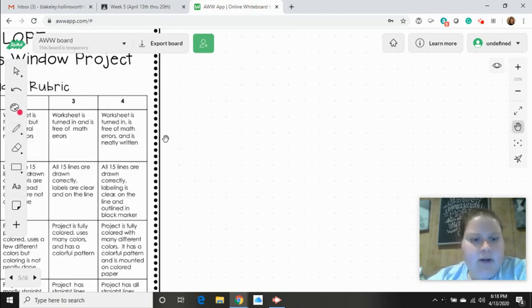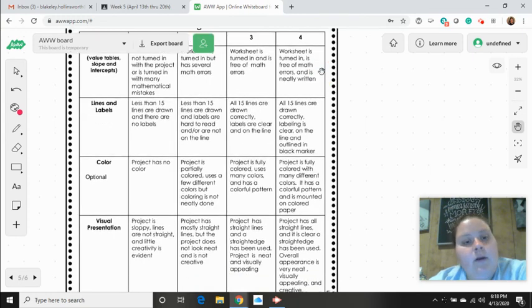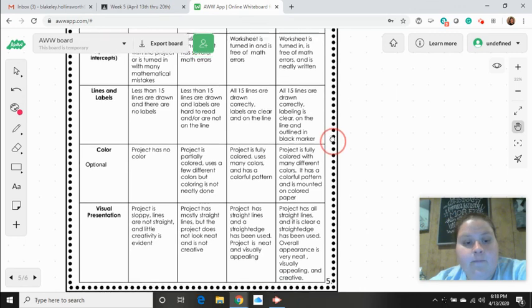So, how it's graded. Worksheet is turned in, is free of math errors, is neatly written. That's how you get a 4. It's turned in free of math errors. That's 3. So neatly written. Get you an extra point there. All 15 lines are drawn correctly. Labeling is clear. And it's outlined in black marker. It's outlined dark. We'll just call that dark.